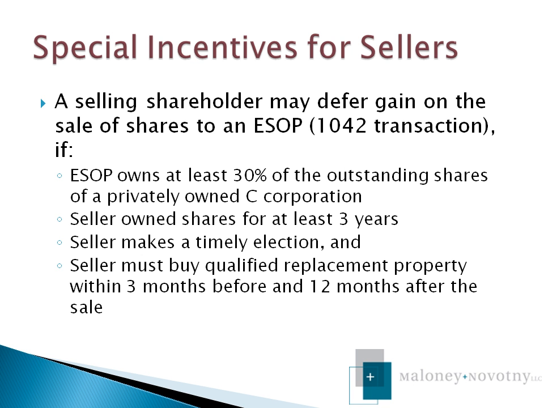Essentially what it says is that a selling shareholder may defer gain on the sale of shares to an ESOP if the ESOP owns at least 30% of the outstanding shares of the privately owned C corporation after the transaction. It's got to own 30%. The seller had to own the shares for at least 3 years. The seller, and this is really critical, makes a timely election, and then must buy qualified replacement securities within 3 months before and 12 months after the sale.